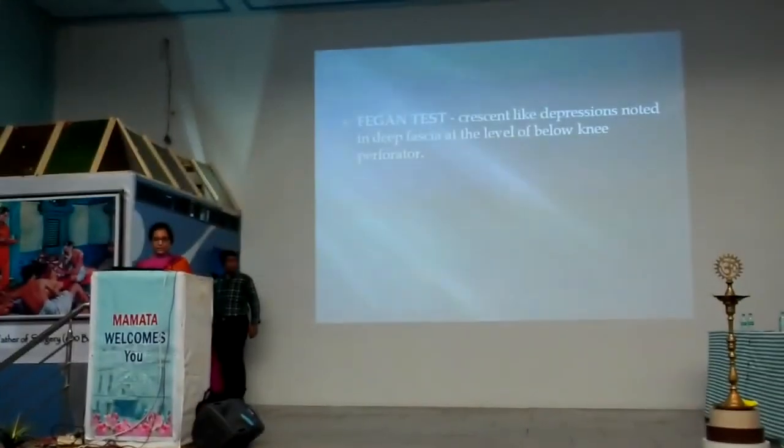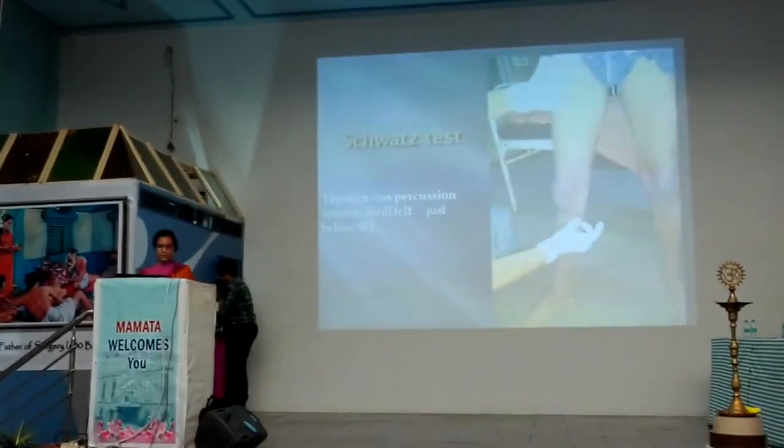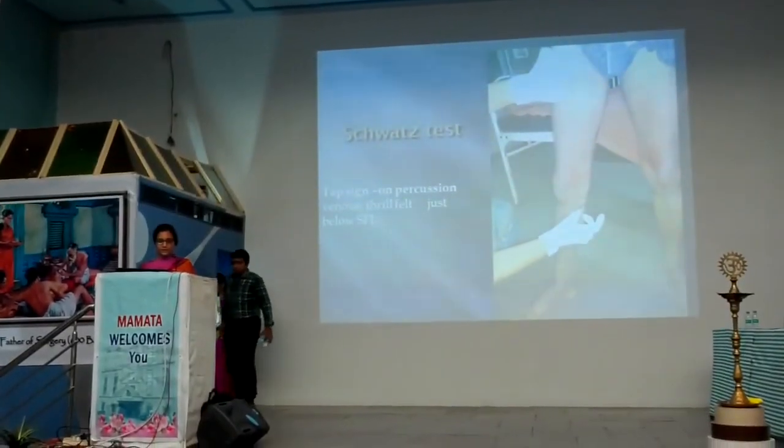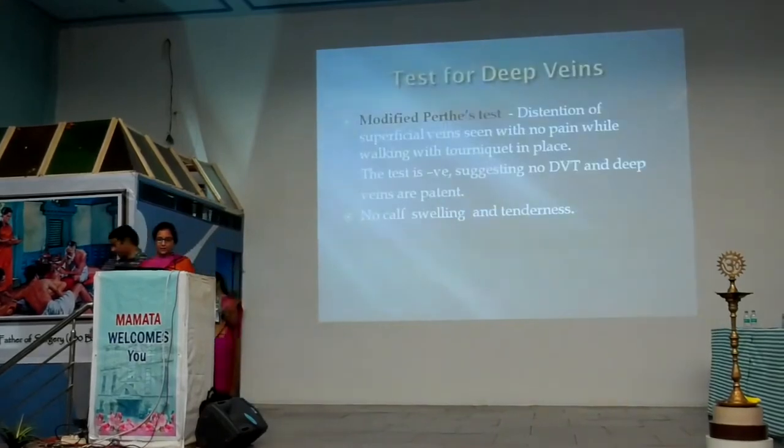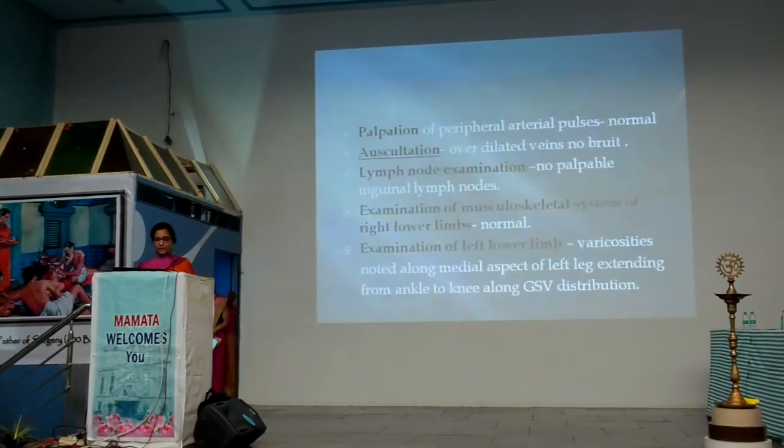Fegan's test, a crescent-like depression is noted at the below knee perforator. Schwartz's test, a venous release is felt just below the SFJ. Test for deep veins, modified Perthes test is negative, no cough, swelling and tenderness.